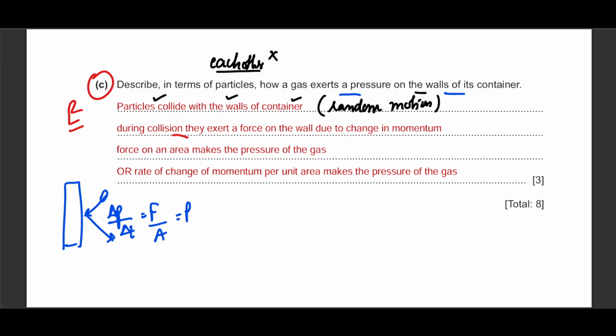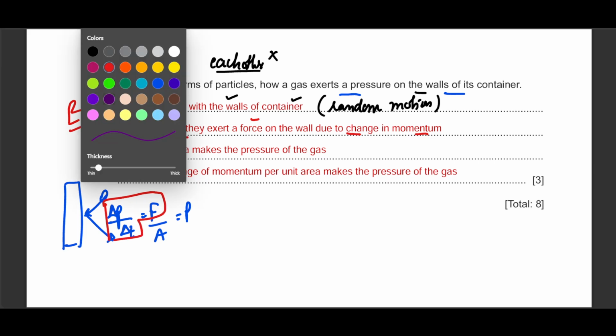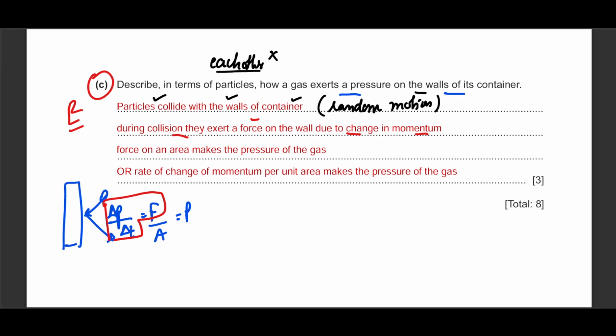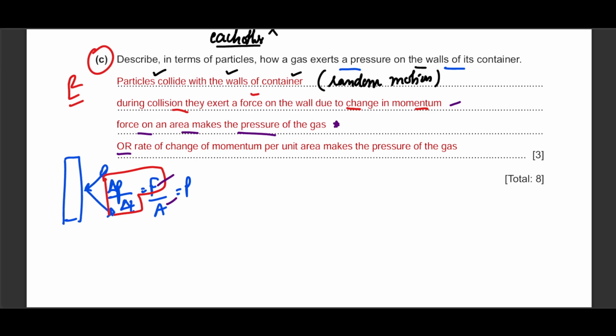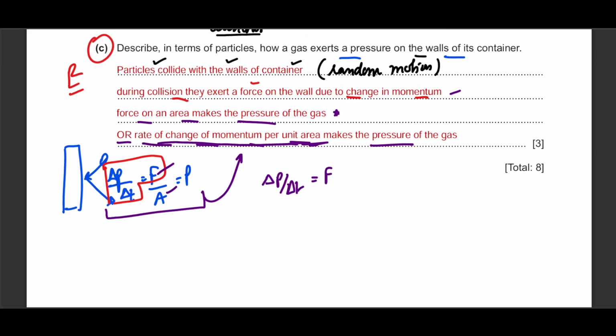So during collisions, they exert a force on the walls due to change in momentum. This is what mathematics or physics tells us, right? Okay, so the second part would be this, and then the force on an area. This is the conclusion. So force on an area makes the pressure of the gas. Or you can justify this whole mathematics in a single statement: the rate of change of momentum, which is of course delta P divided by delta T, per unit area, which is of course equal to force per unit area, makes the pressure of the gas. Again, a different way of saying the same thing, but that is exactly what's happening.